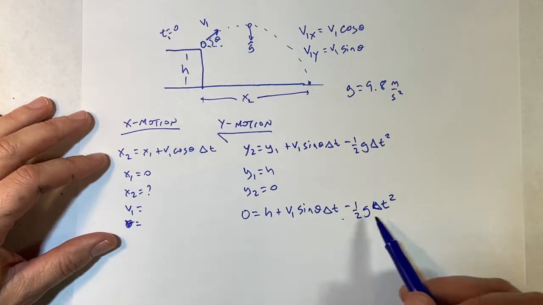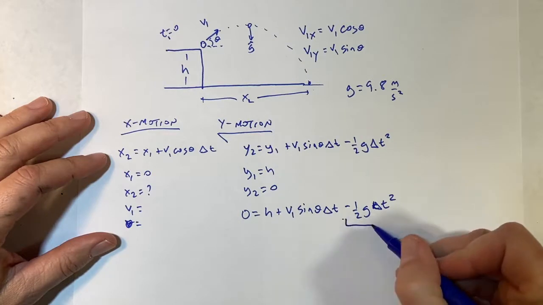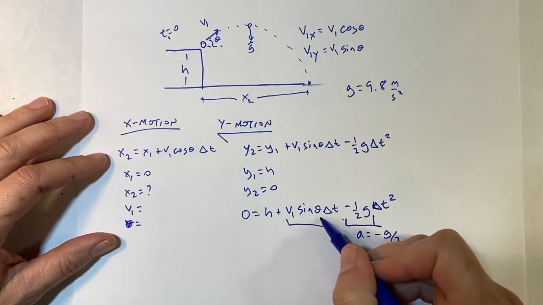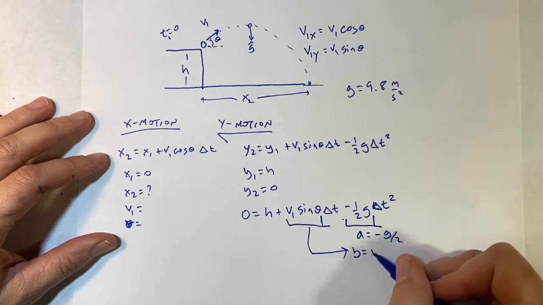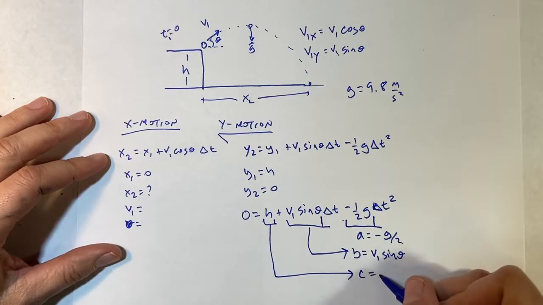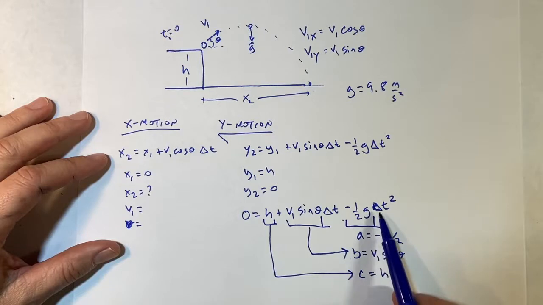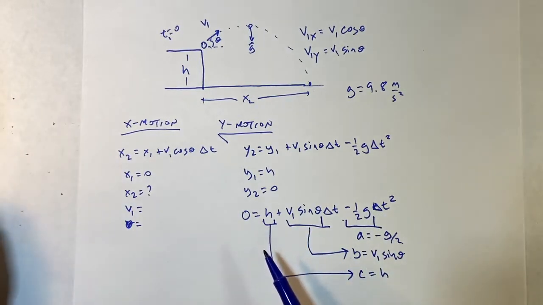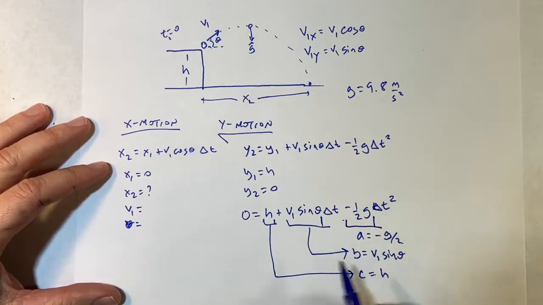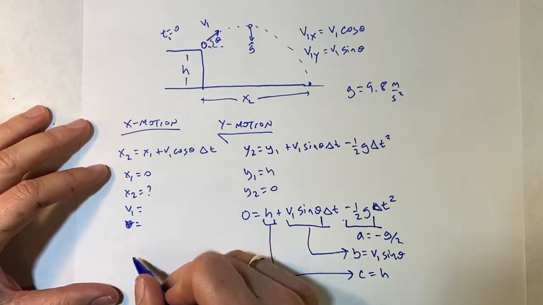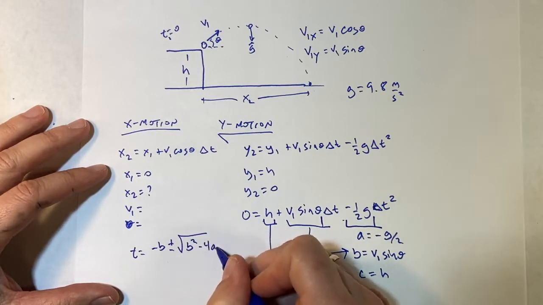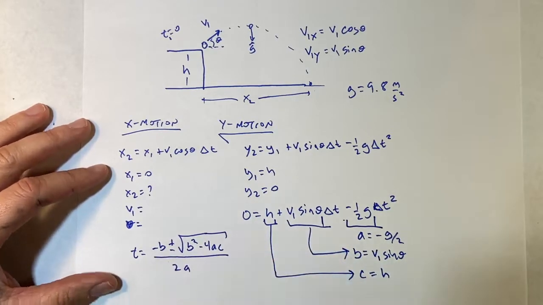So how do you solve this equation even if I had numbers? Well, the answer is I could call this term a, which is negative g over 2. I could say this term, not the t, b equals v1 sine theta, c equals h. And maybe you see that I have a t squared plus b t plus c equals 0, and you solve that with the quadratic equation. Okay, so the quadratic equation says once I know these values, which I can calculate, and I'm not going to write it out all the way because that's the beauty of how we're going to solve this, I get t equals negative b plus or minus the square root of b squared minus 4ac over 2a.